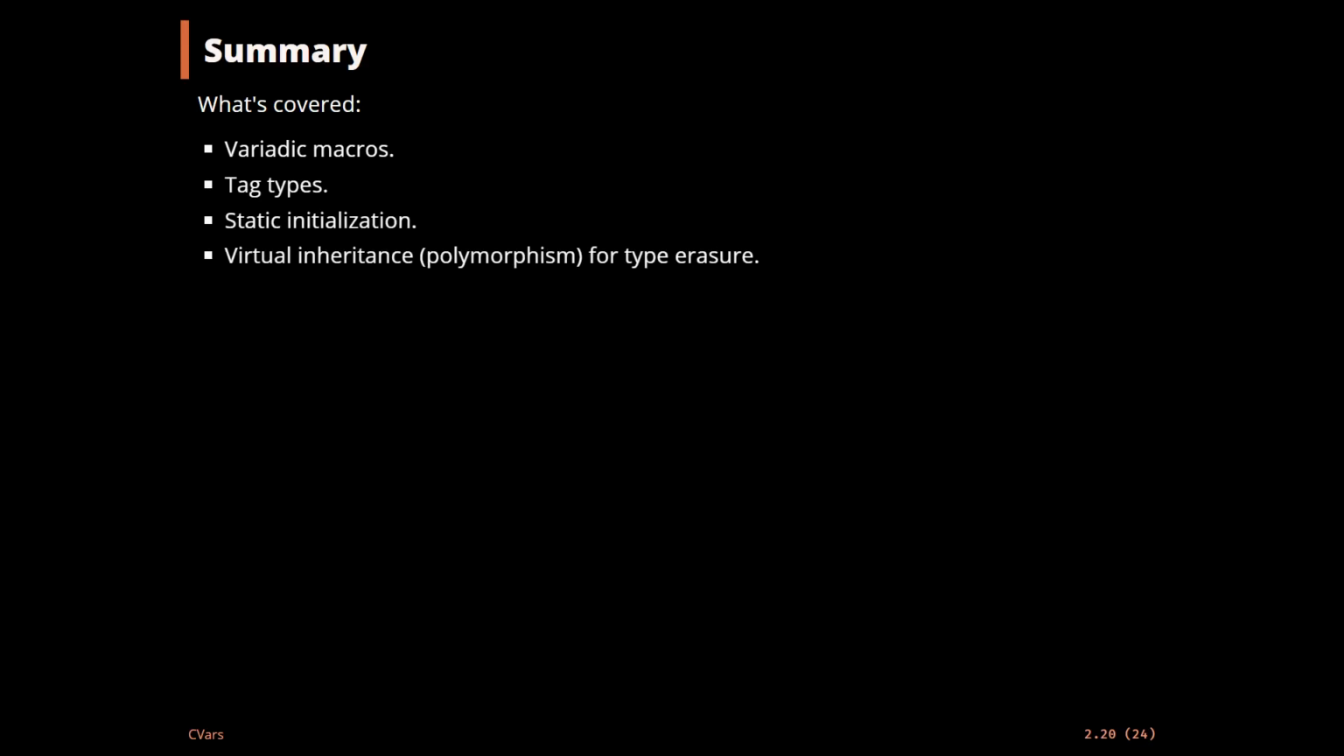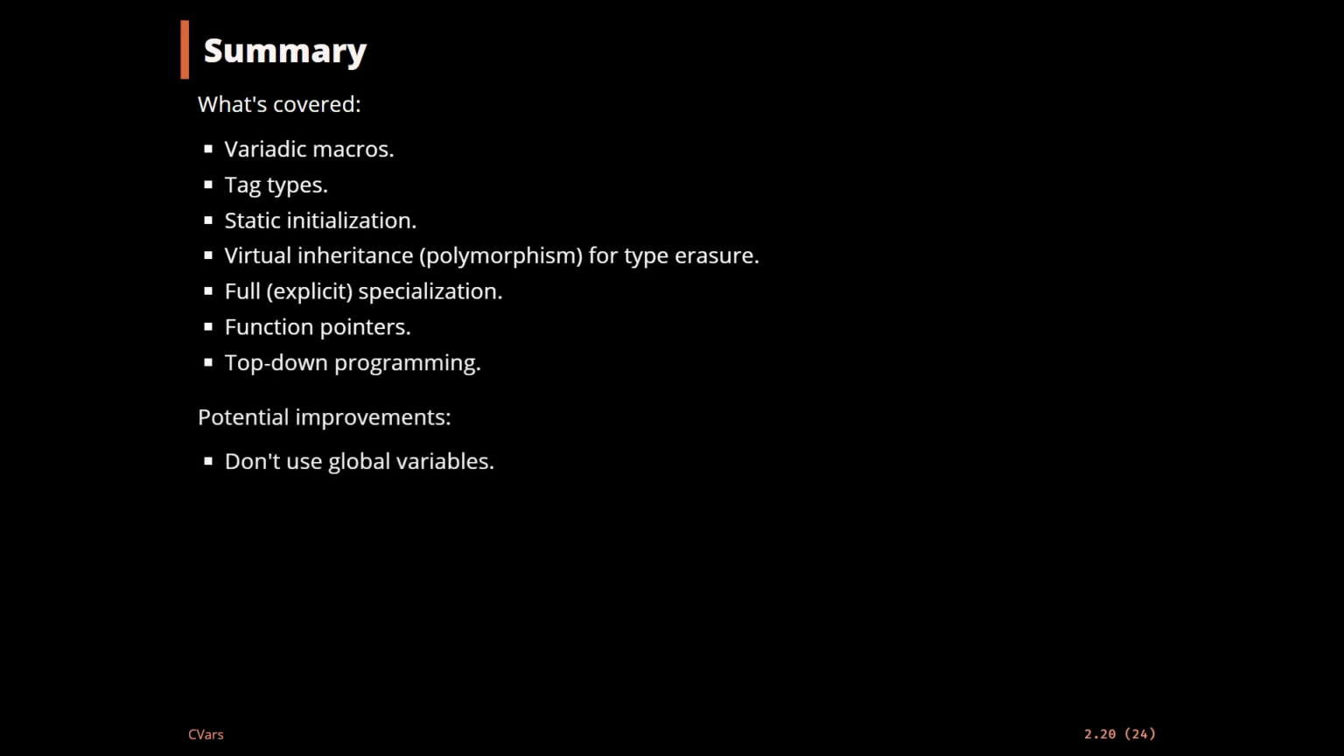That's it. So what we've covered: variadic macros, tag types, static initialization, virtual inheritance and polymorphism to get type erasure, full explicit specialization, function pointers, top-down programming, and yeah, stuff we can probably improve upon is, right, don't use global variables. That's just a general bad thing to do.